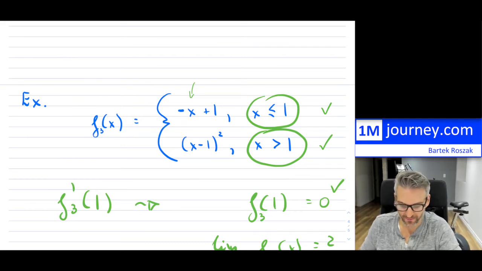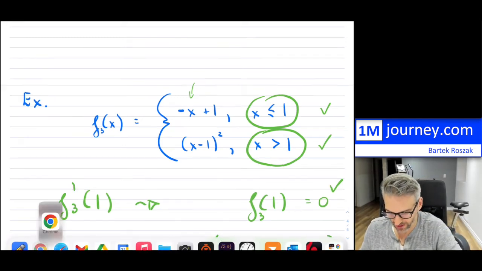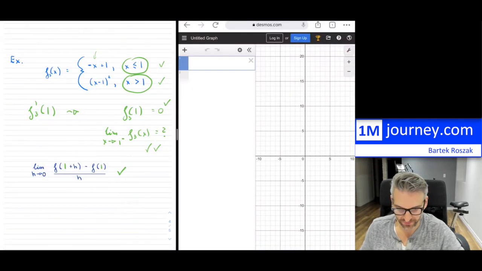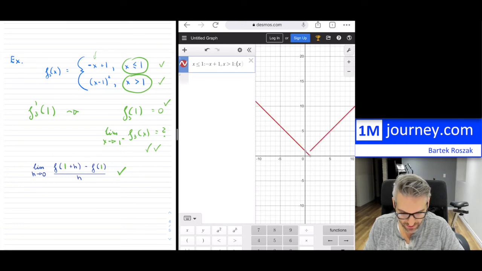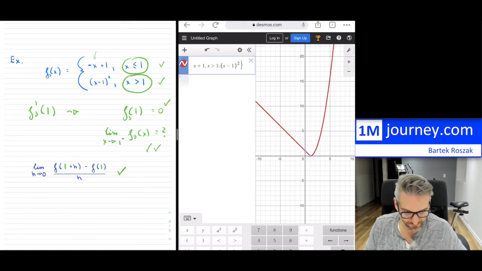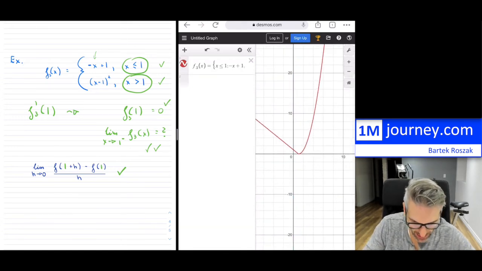So once again, if I bring out Desmos here, I'm going to try to put it on the side. This function, f3 I'm going to call it, is equal to, for x less than or equal to 1, negative x plus 1, and then for x greater than 1, x minus 1 squared. Let's put that in there. So there you have it, that's how it looks.